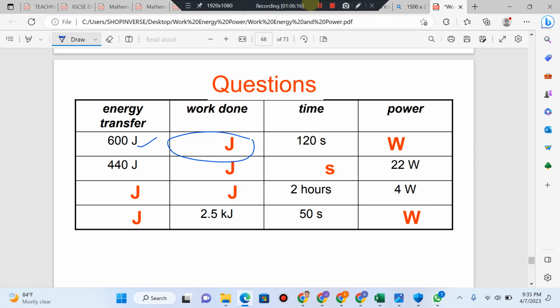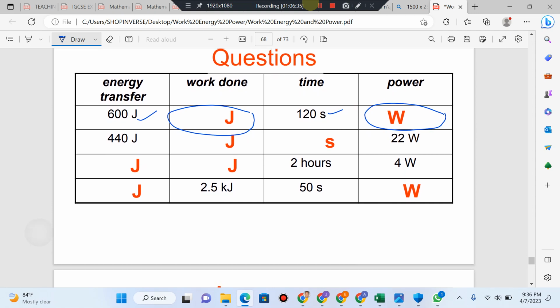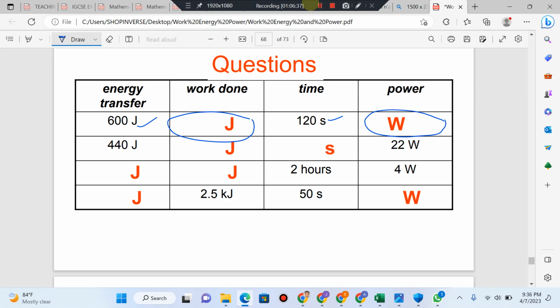In question one, you have to calculate work done. You are given the energy, you are given the time, and you also calculate the power as well. I'm sure you know what to do, right? Or do you want me to solve question one as an example? Okay, let me solve question one as an example, while you solve two, three, four yourself.